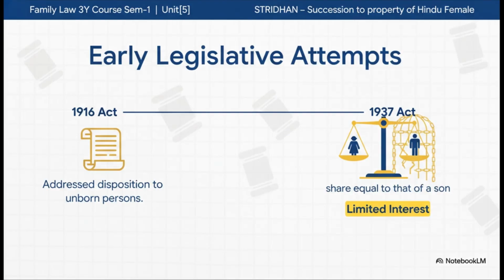Now, even before the big changes in '56, people knew things needed to evolve. The 1937 Act, for example, was a big step. It gave widows a share equal to a son's share. But here was the catch. It was still just a limited interest. So while it was progress, it wasn't equality. It was like being given a seat at the table, but not being allowed to decide what's for dinner.